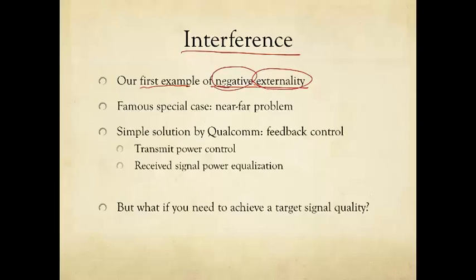And this is what we call a negative externality. Now, we will also later look at positive externalities in social and technological networks. Sometimes people also call this the tragedy of the commons. In a later lecture, we will talk much more about the tragedy of the commons and how to deal with that in social and technological networks. Now, one famous special case of interference in the air is the so-called near-far problem.